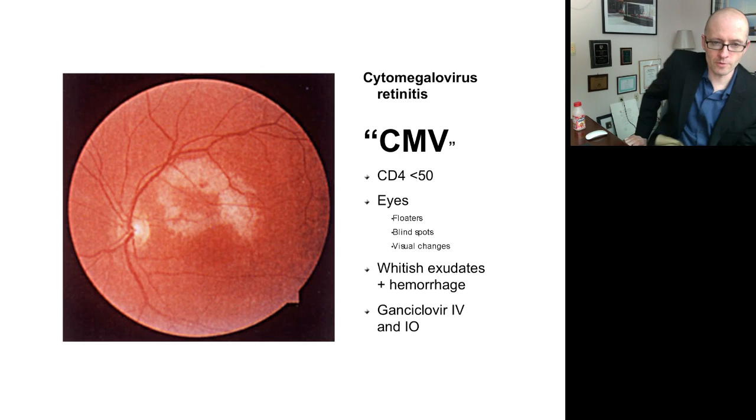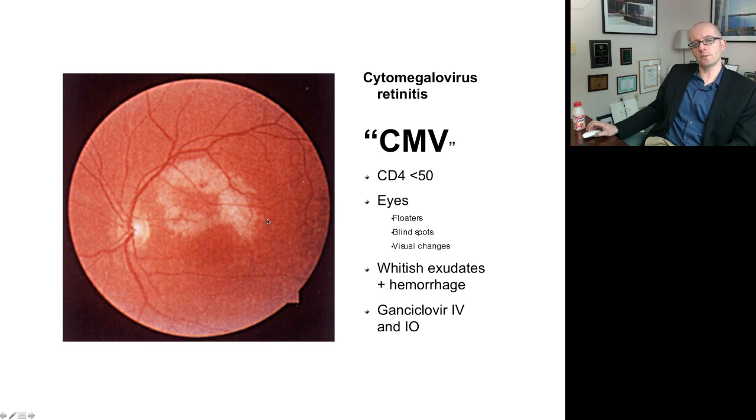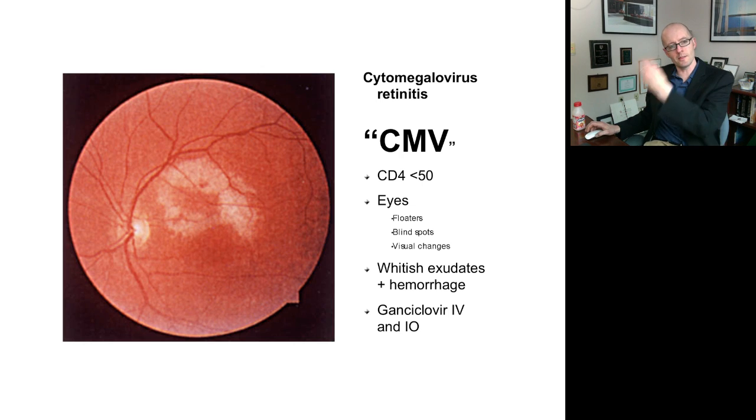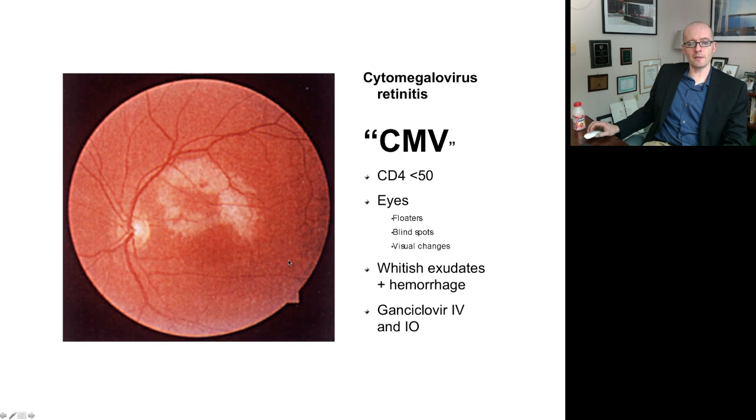CMV, or cytomegalovirus retinitis, is another dread complication of AIDS, in that the normal retina becomes clouded by these characteristic-looking white exudates of cytomegalovirus. This only occurs at very low CD4 counts. People can present with one-sided floaters or blind spots, other visual changes, and if this is left untreated on one side, it can progress to blindness, and then the other side starts to get the same symptoms. And this is irreversible blindness. This is treated with ganciclovir, usually IV, and also intraocular. The ophthalmologist can put a little insert in that'll treat it.